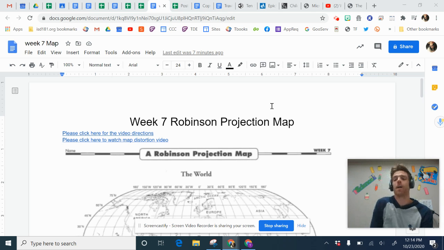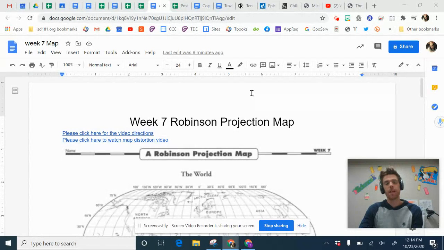We are talking about projection maps. We're specifically talking about the Arthur Robinson projection map. Please know that there are many cartographers. Cartographers are map makers. So there are many map makers, cartographers, that have made their own style of maps, and we just happen to be studying right now the Robinson model. He was an American cartographer, and he is what our book series chose to use.